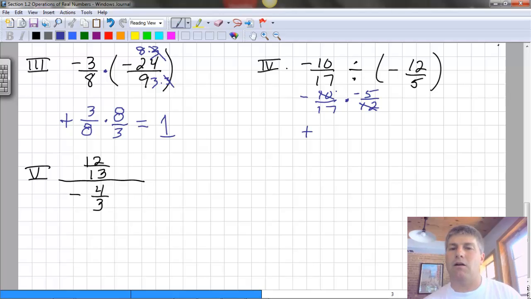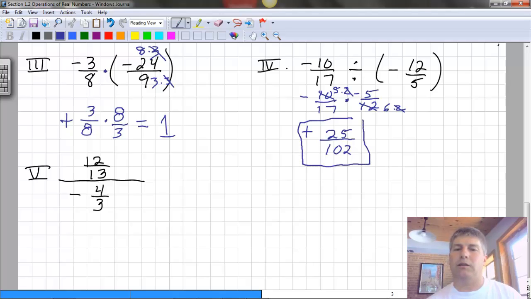10 and 12. 10 is 5 times 2. 12 is 6 times 2. So I'm going to cancel the 2's. I can't cross multiply, but I can cross cancel. Multiplying fractions, numerator times numerator. 5 times 5 is 25. And then 17 times 6 is 102. So we get 25 over 102 for our final answer. You don't need the positive sign there, but that just helps us out.